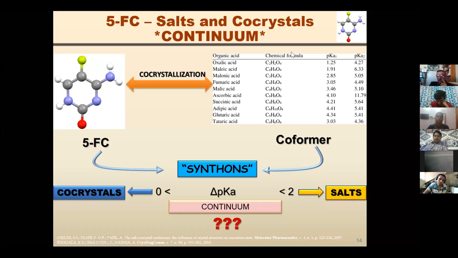For that, we started with some carboxylic acids, mono and dicarboxylic acids, using these carboxylic acids as the main co-formers for this crystallization. Using that, we saw that with delta pKa bigger than 2, we normally have salts. With delta pKa less than 0, we usually get co-crystals.